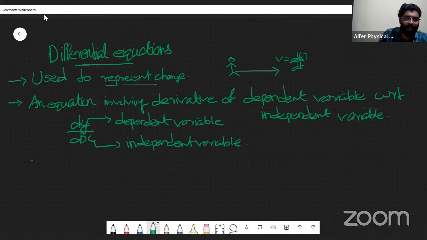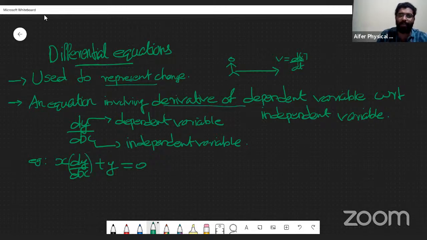For example, we could write x dy by dx plus y equal to 0. Here we have dependent variable y and independent variable x, and the entire equation contains the derivative of y. So this is an example of a differential equation.